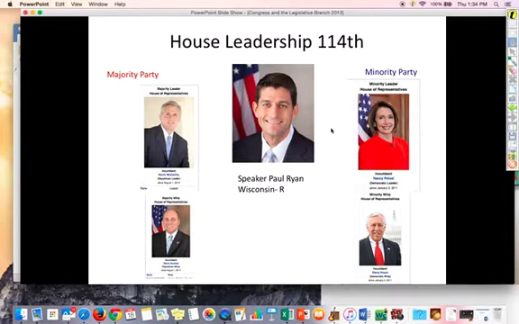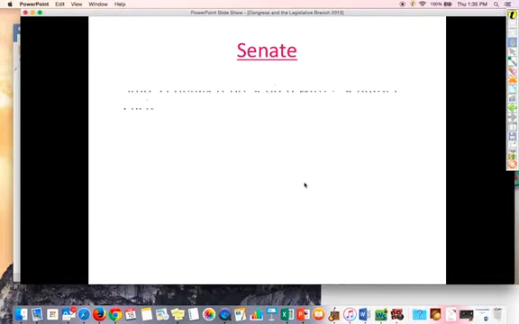Over on the minority party side, Nancy Pelosi, who was formerly Speaker of the House, but when the Democrats lost their majority, she became the minority leader, and then Steny Hoyer helps her. So these people are on the news quite a bit. They represent their party and they help push legislation through the House of Representatives.